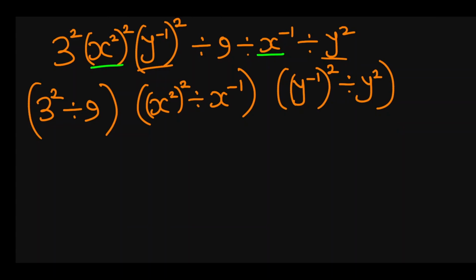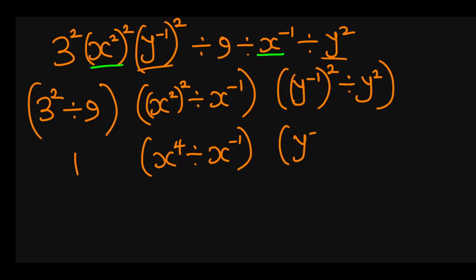Now let's continue solving. 3 squared is 9. 9 divided by 9 is 1. So this is sorted. Now for this x raised to power 2 raised to power 2, we are going to apply power of a power here. So that gives us x raised to power 4, that is 2 times 2, 4, divided by x raised to power minus 1. Now for the y, same thing, power of a power, y raised to power minus 1 times 2 will give us y raised to power minus 2.